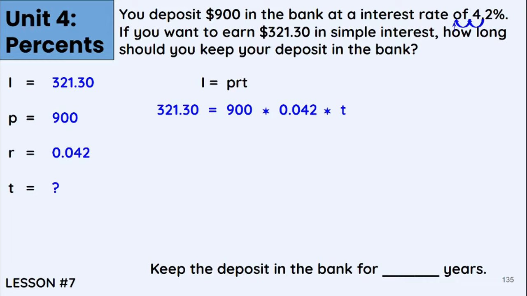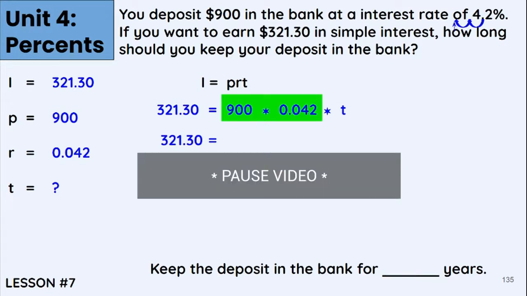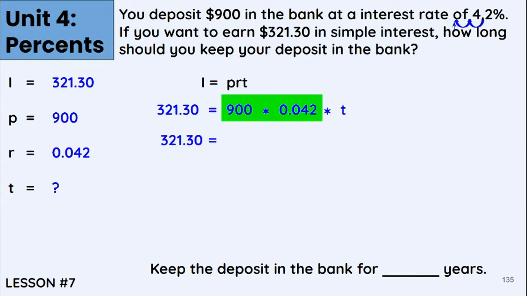All right, time to solve this. I'm going to write $321.30 equals, and then when I get to the right-hand side of the equation, I'm going to clean it up by multiplying these two numbers together. All right, go ahead and find the product of those two numbers. Okay, you should have gotten 37.8 times T.